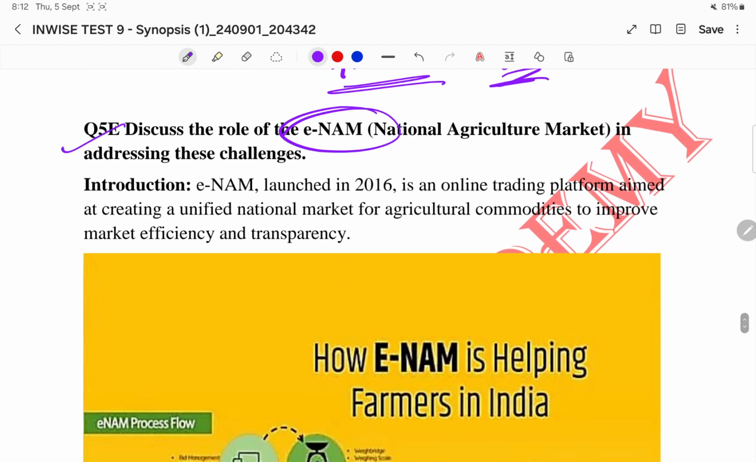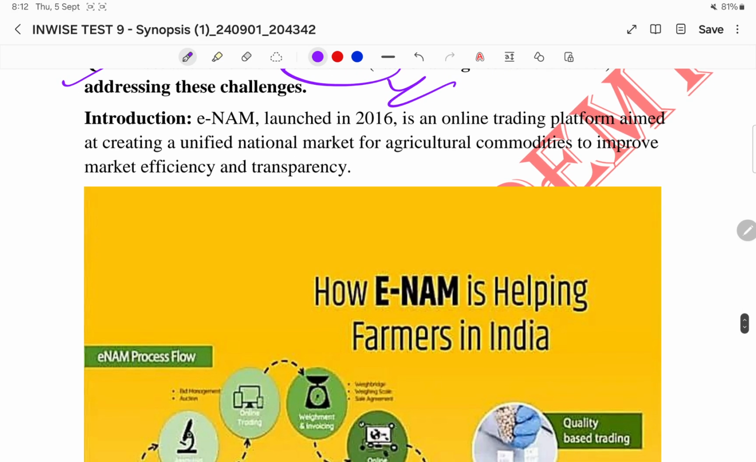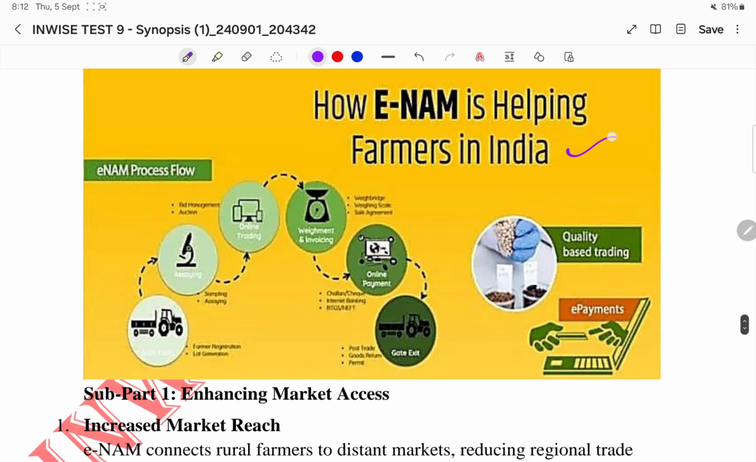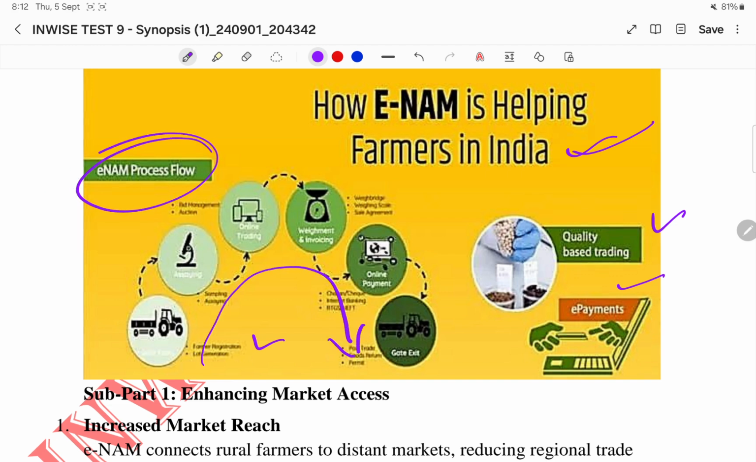Discuss the role of eNAM. So see, previously we were asking about markets, now we are discussing eNAM in addressing these challenges. So eNAM, launched in 2016, is an online trading platform aimed toward creating a unified national market for agricultural commodities to improve the market efficiency and transparency. So how is it helping the farmers? Quality based trading, e-payments, it helps in transportation also. This is the process of marketing, e-market, meaning electronic market, right?